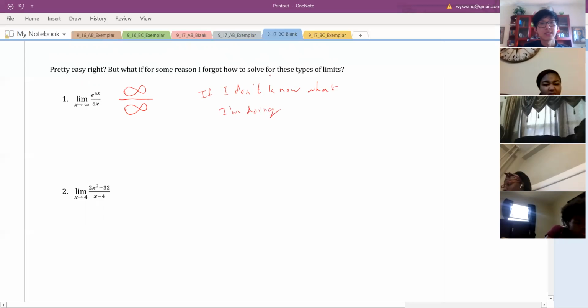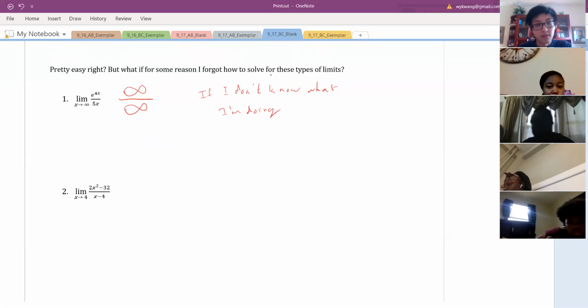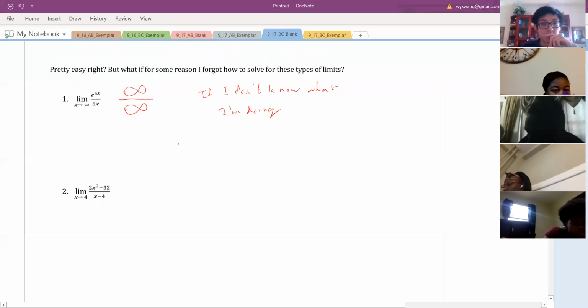So you can rewrite this as if I forgot how to solve these types of limits, this is me kind of moving into the lesson. Honestly, if you don't want to write this part down because it'd be kind of dumb in your notes, you don't have to. But we're going to discuss why the infinity over infinity is important.